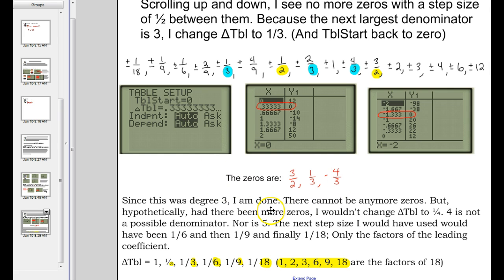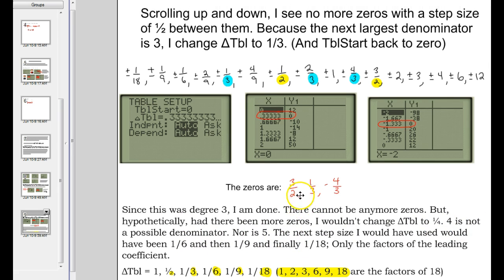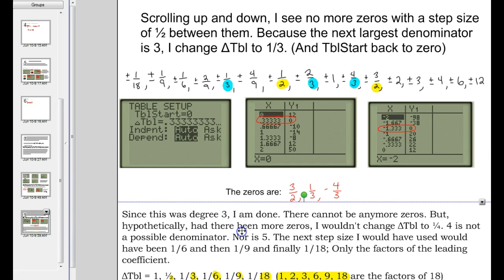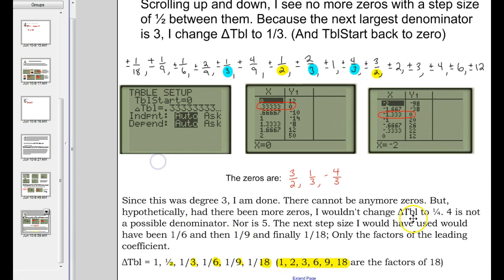I've got a degree 3, and I've got 3 zeros, so I'm done. I don't have to look anymore. But if I got to 3 and there still were zeros left, I wouldn't go to 4 or 5. 4 is not a possible denominator, nor is 5, because they don't divide that leading coefficient, 18. 4 doesn't divide 18, 5 doesn't divide 18. So I wouldn't make the delta table a fourth, and I wouldn't make it 1/5.